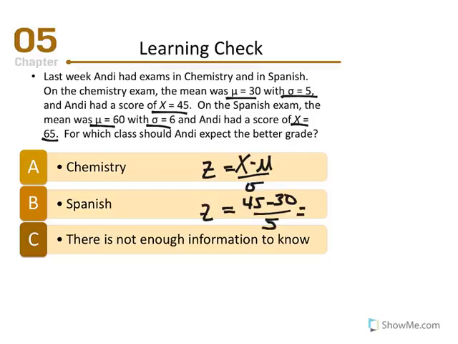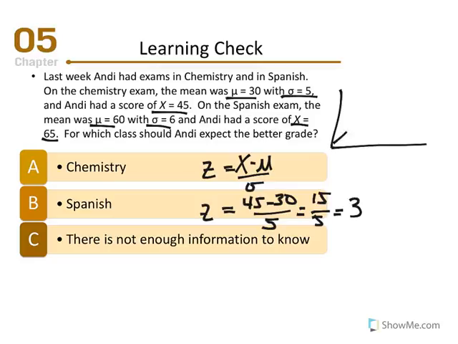So we get a score of, a value 45 minus 30, 15 over 5, and we get 3. So in comparison to his peers, he did quite well. Again, this idea of noticeably different.